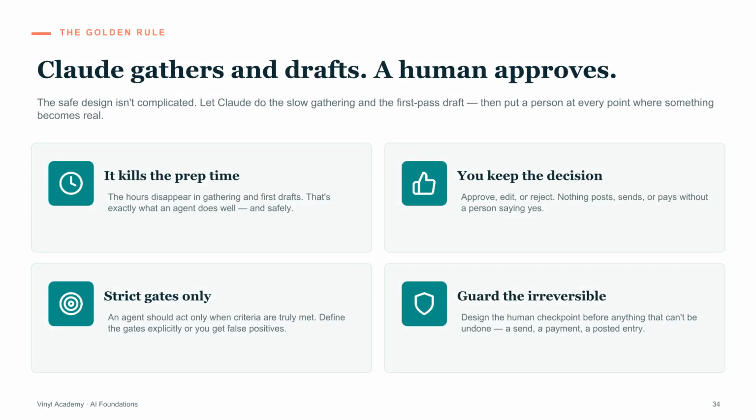Claude gathers and drafts. A human approves. The hours in most work disappear into gathering and first drafts. That's what an agent does well and safely. You keep the decision. Agents should act only when the criteria are truly met. Define the gates or you get false positives. And always put the human checkpoint before anything irreversible. It writes the draft. A human presses send.